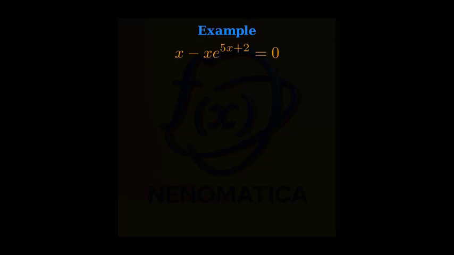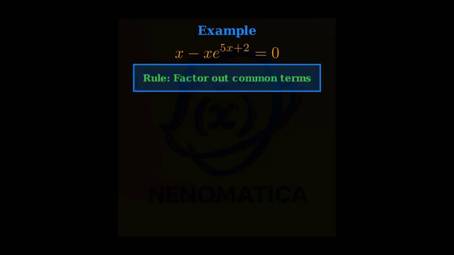0. First, we'll factor out the common term x from both terms on the left side. We apply the distributive property to factor out x, which gives us x times the quantity 1 minus e to the power of 5x plus 2 equals 0.